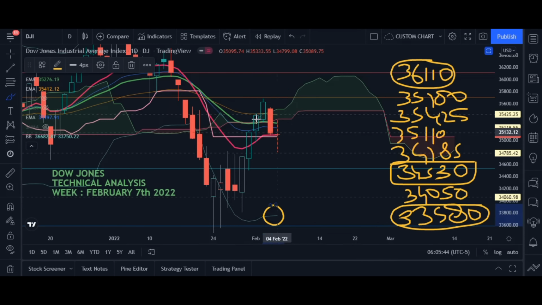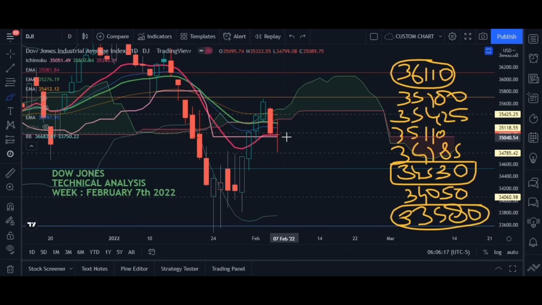This is the lower band of the Bollinger Band, and this is the median of the Bollinger Band. The market is in between the lower band and the median of the Bollinger Band, which means the market is bearish. So the market is bearish through the Bollinger Band.